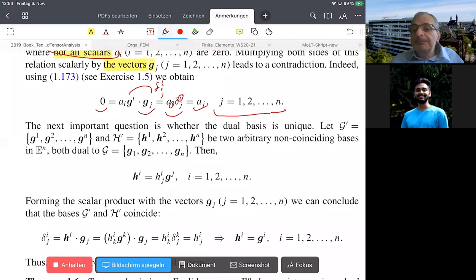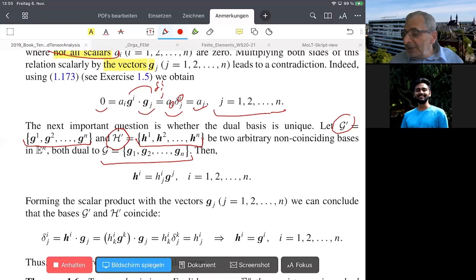How to prove it? Again, on the contrary, we assume that there are at least two bases, namely, I denoted this basis by G dash and H dash. And here you see g1, g2, gn, h1, h2, hn. Both of them dual to our initial basis G. Right? Two different, but both dual bases. And how to prove that it's not possible, or that they still coincide?